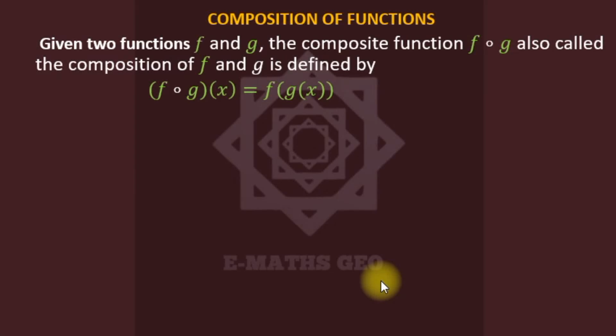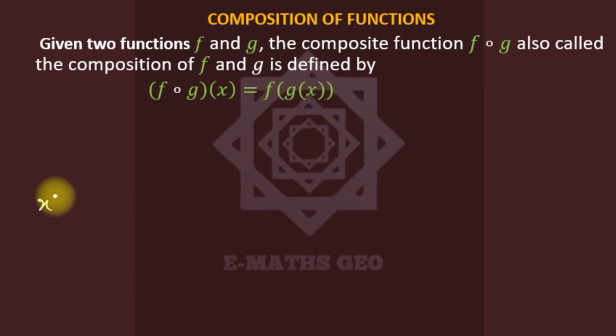Okay, we're on composition of functions. Given two functions f and g, the composite function, whenever you see this symbol, is called the composition of f and g. It is defined by this. For example, let me use an arrow diagram.